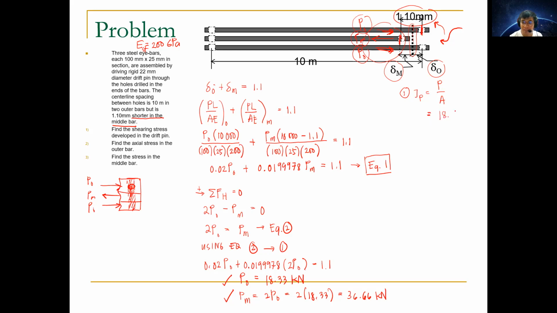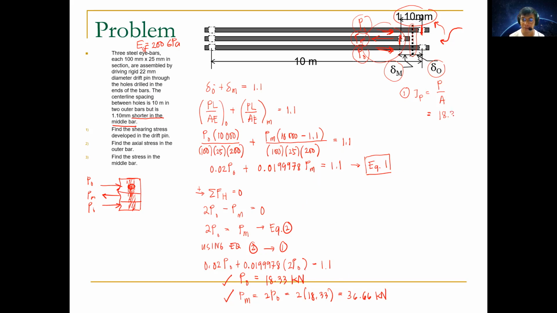So the purpose why it's 18, because in the first place, the members are equally distributed in terms of the shearing aspect. The pin is experiencing 18.33, not the 36. Probably the 36.6 is what is causing the movement, but in totality, the pin is experiencing 18.33. It is just stronger in the middle part because it's twice 18.33.